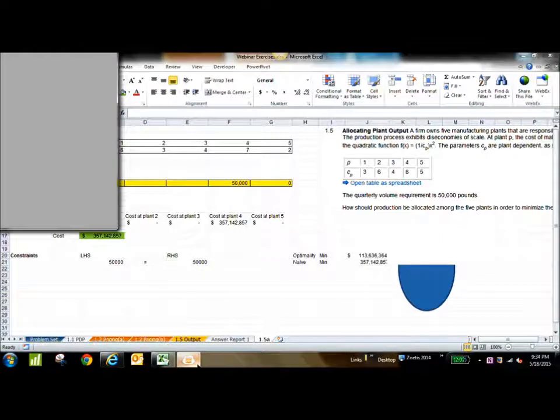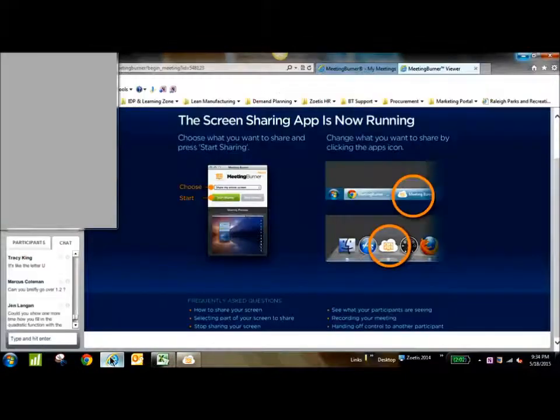Could you show one more time how you fill in the quadratic function? Sure. Can you briefly go over 1.2? Absolutely.